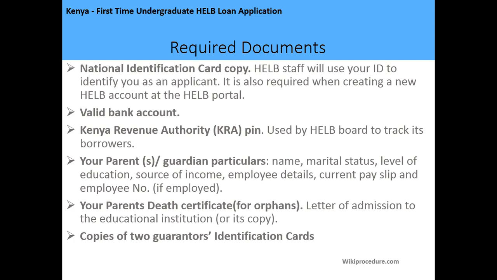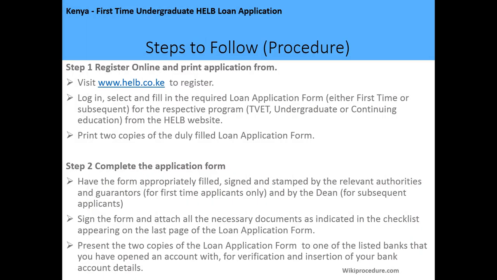You need your parents' or your guardian's particulars. That's the name, marital status, level of education, employment details, source of income. You also need your parents' death certificate if you are an orphan. You also need the letter of admission to the education institution, and you need copies of the identification cards of 2 guarantors. So let's move on. The first step is to register online and print the application form.